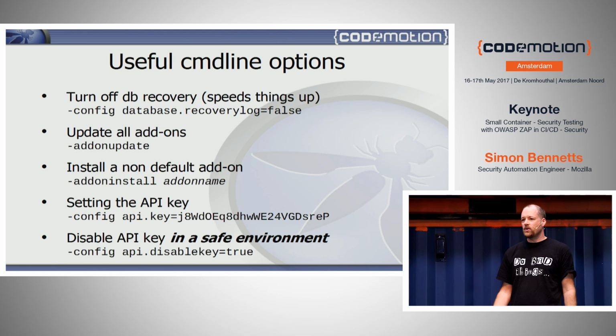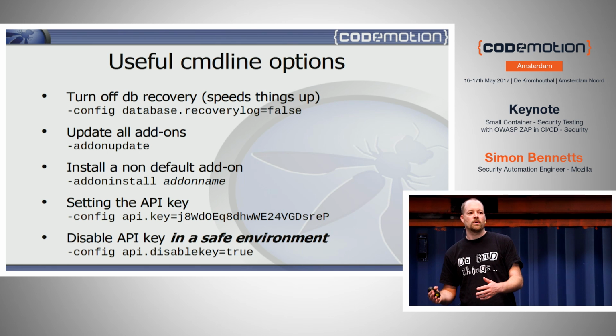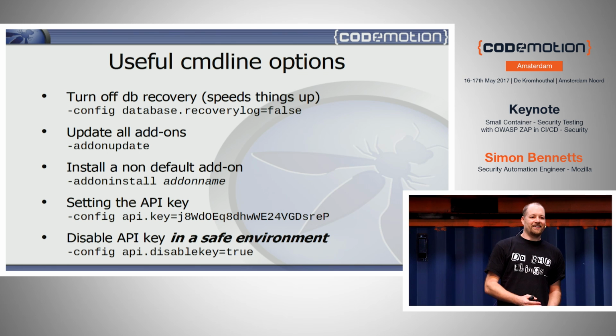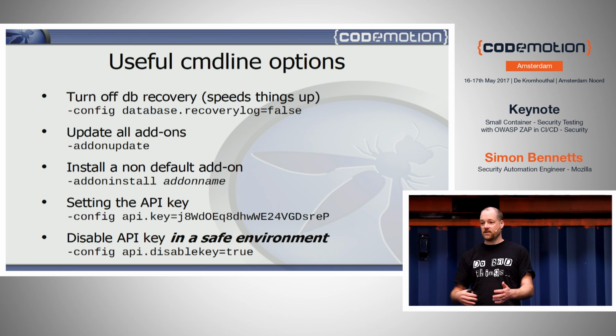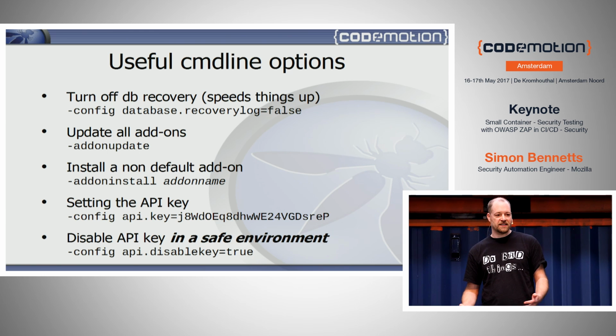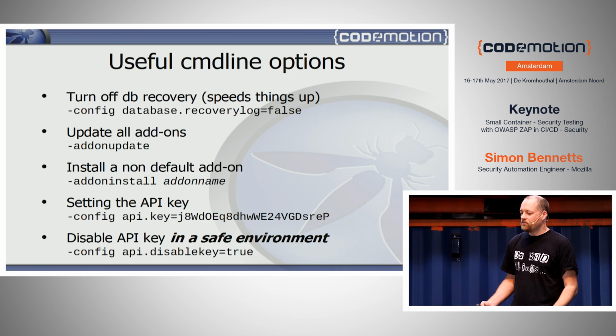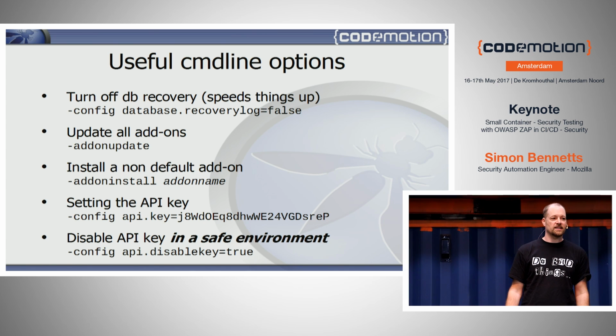One thing we do with the UI is everything is stored in a database, which means if your machine crashes or, heaven help us, ZAP goes down, you won't lose any of the data because it'll be in the database. But in automation, that's less important because if something goes wrong, you just try and fix the underlying problem and start again. So what you can do is turn off the database recovery log. This speeds things up a bit.